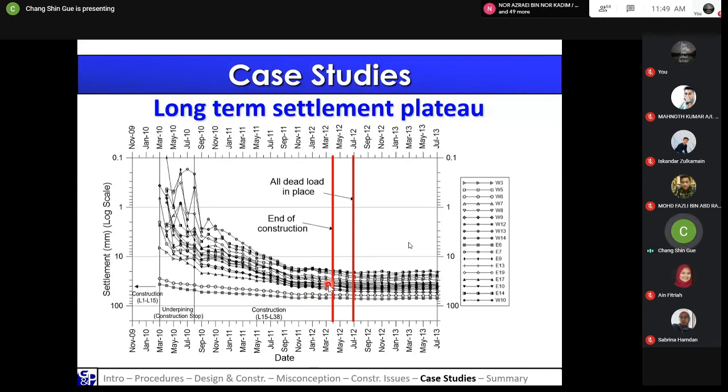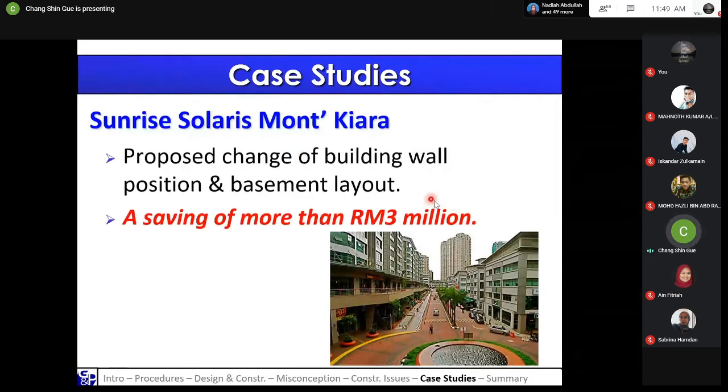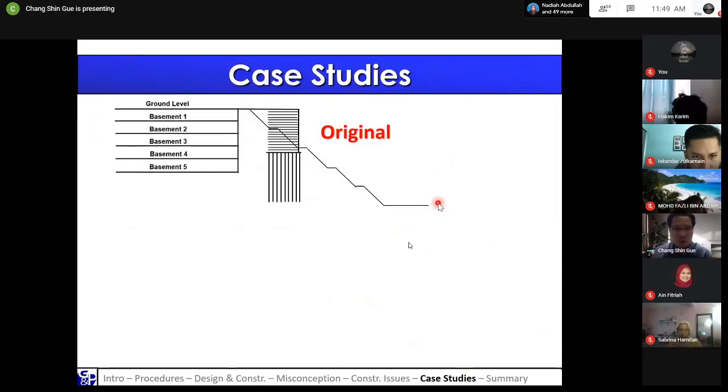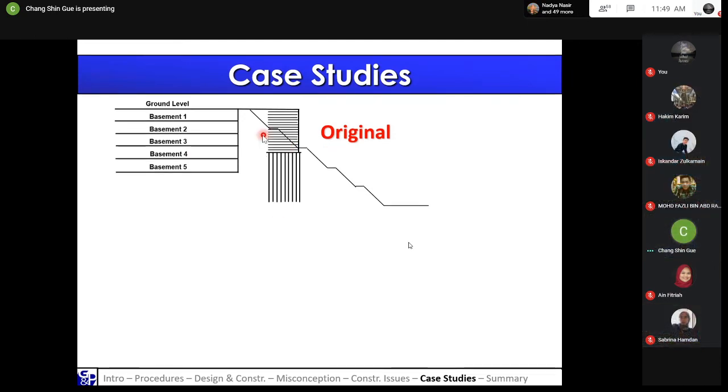Now another one, this one is back in KL in Mont Kiara. Basically, it's a proposed change of a building wall and the position of the basement layout. So in this one we saved our client more than 3 million ringgit. How this was carried out, just to show you the original design, where they have a 5-layer basement.